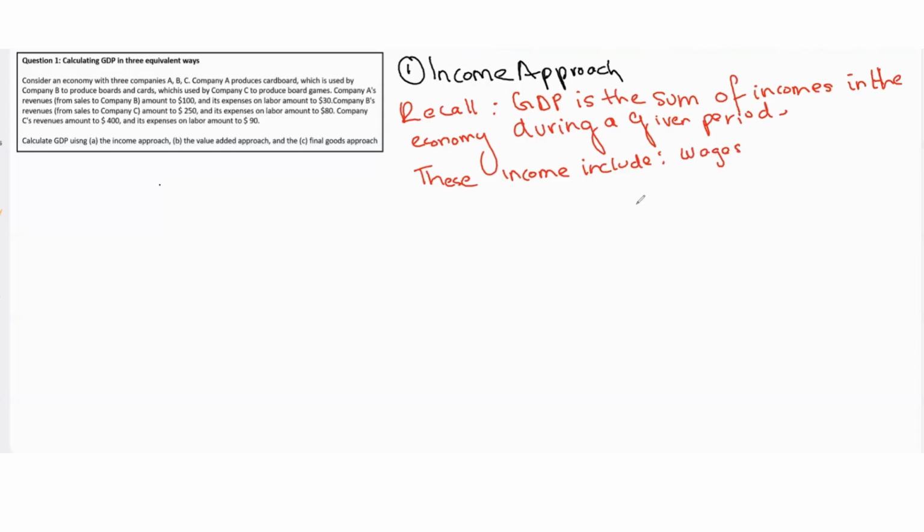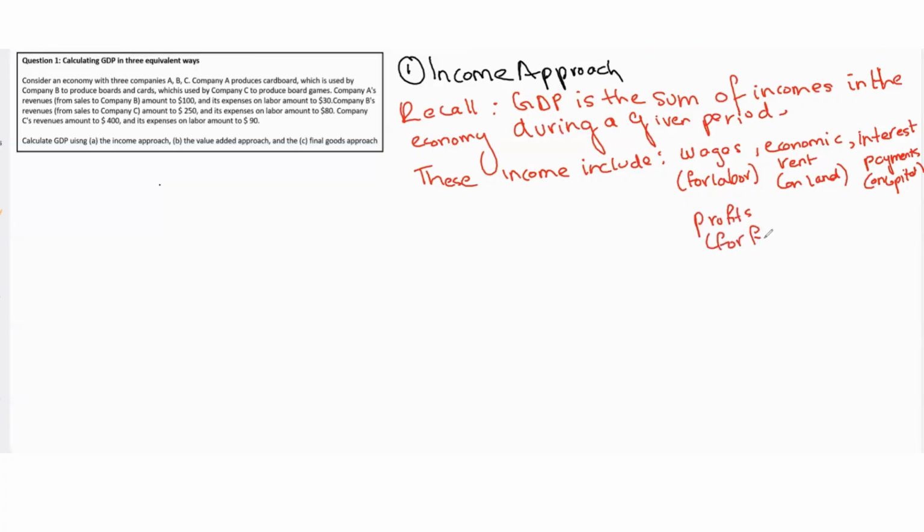wages for labor, wage or labor income. It includes economic rent on land. It includes interest payments on capital. So basically it's payments for each of the factors of production, interest payments on capital, and finally profits for enterprise or firms. So this is what the income approach says. Let's apply it to this particular example.